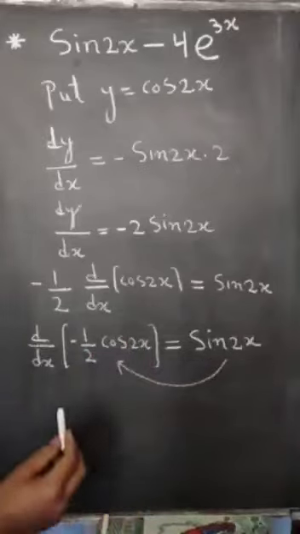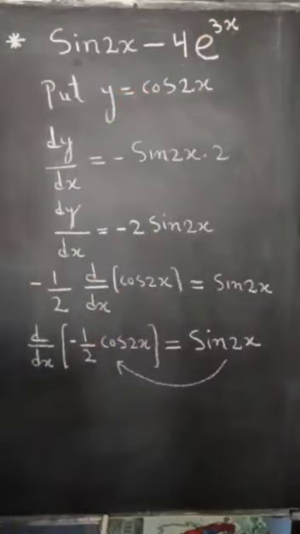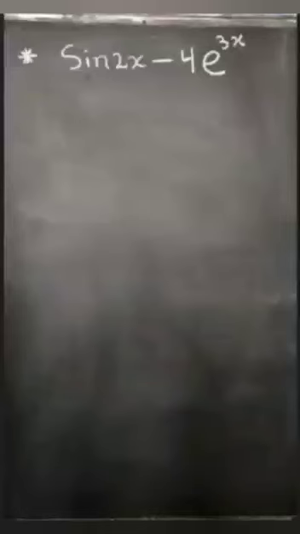Now we will find the antiderivative of 4 times e raised power 3x. Since we know that the derivative of e raised power x is equal to e raised power x, that means the antiderivative of e raised power x is also equal to e raised power x. That is, the antiderivative of an exponential function is an exponential function. Now we use this concept in this very question to get the antiderivative of e raised power 3x.